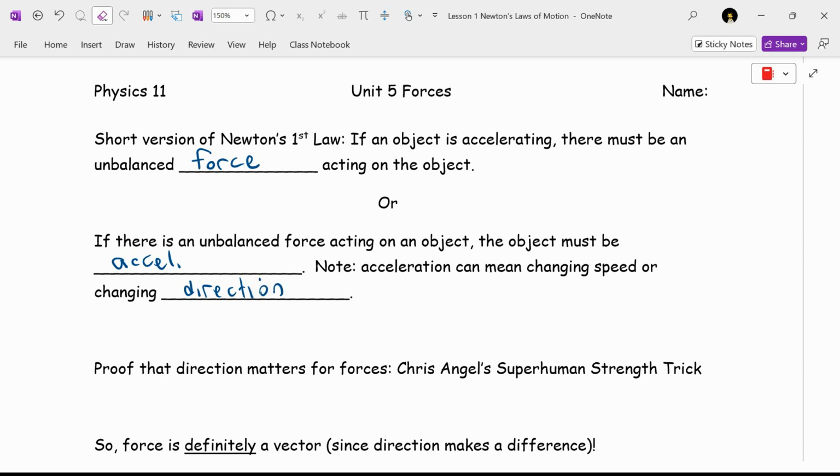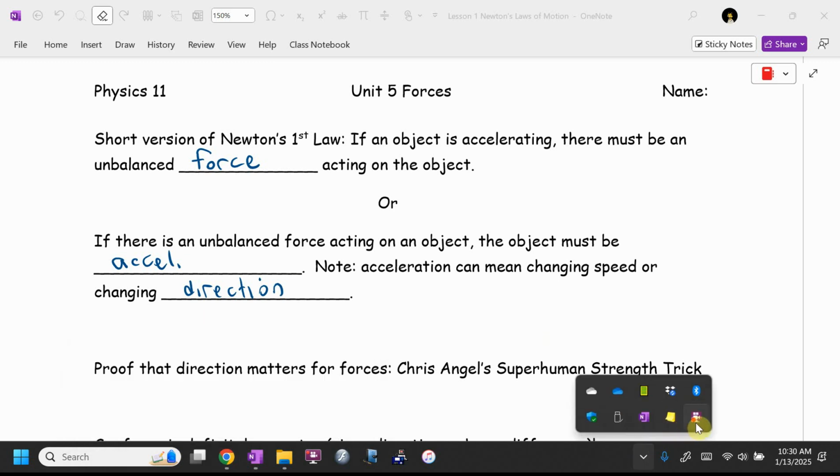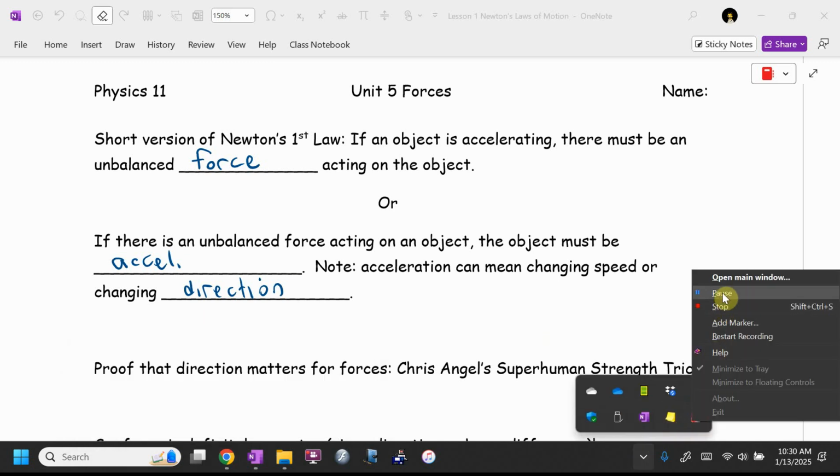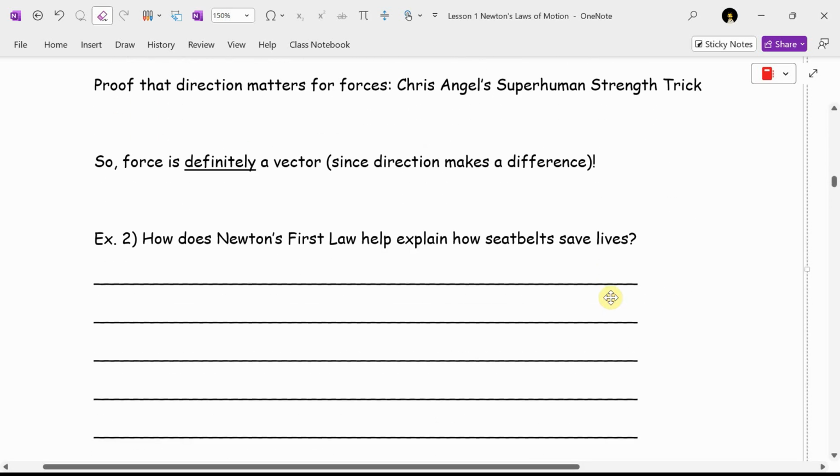I told you force is a vector. I saw Chris Angel do this on TV on his magic show, and I said, no, it's just good physics. I can do this. I got to pause. So, force is a vector. Direction makes a difference.